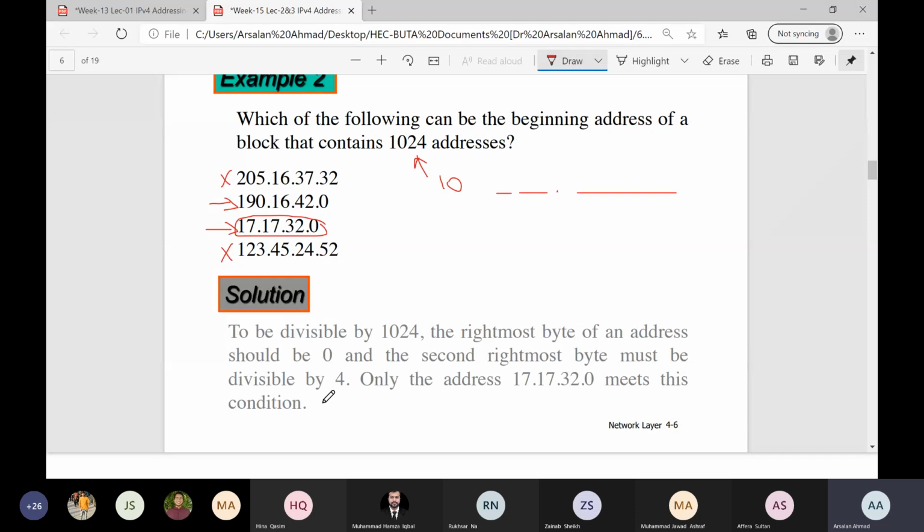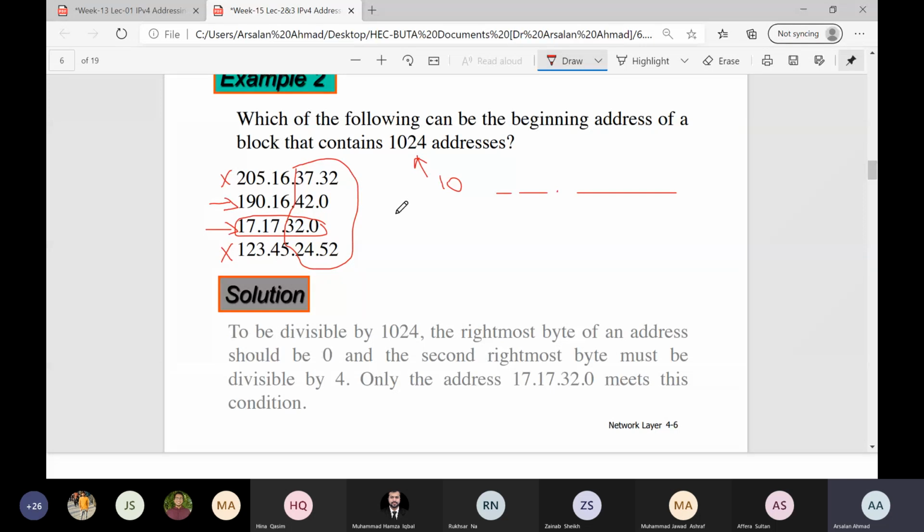Otherwise, the longer way to do it, which can be a more proper way, is that you write the binaries of each and every one of these numbers. At least you write the binary of the last two octets over here, and then you divide it with the binary of 1024.